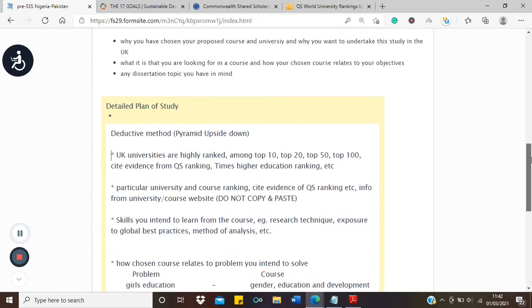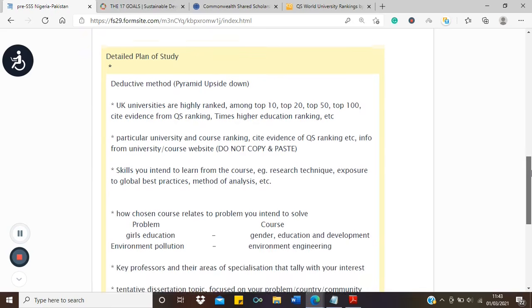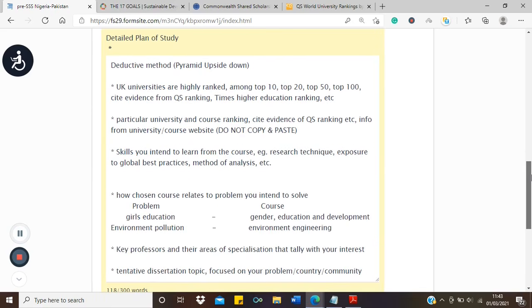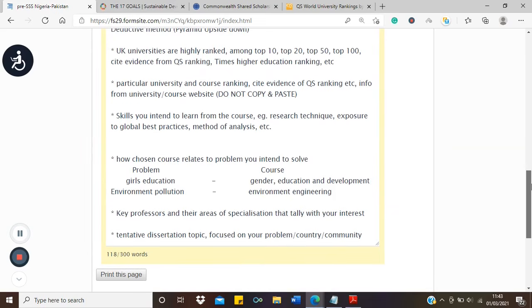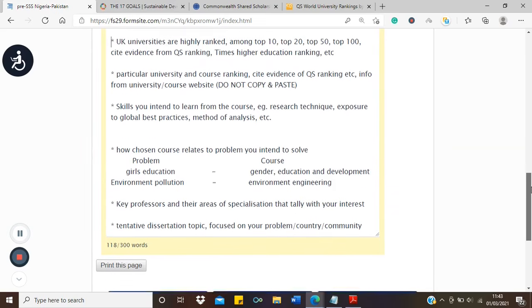And this is how we started with the deductive method, pyramid upside down. Very broad initially, then we narrow it down. So UK universities, their high rankings, where does your own university fall in here and the course you're applying for? What are the particular strengths? You can get this from several places on the net.